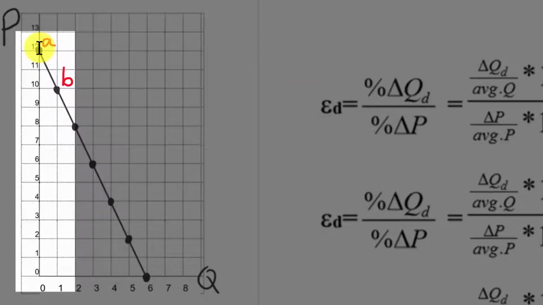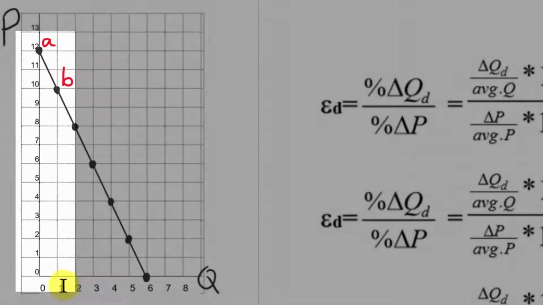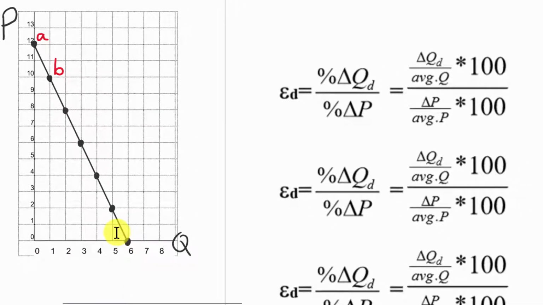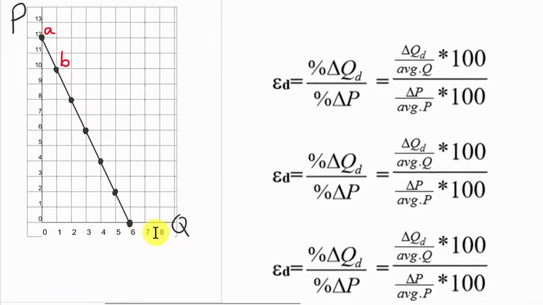So if we were to start at the top of this demand function when the price is 12 and the quantity is 0, and lower our price from $12 to $10, we would see the quantity go from 0 to 1. Okay? So the two prices we're talking about are $12 and $10, and the two quantities are 0 and 1 unit. So let's calculate the price elasticity of demand. Let's just fill in the blanks over here.